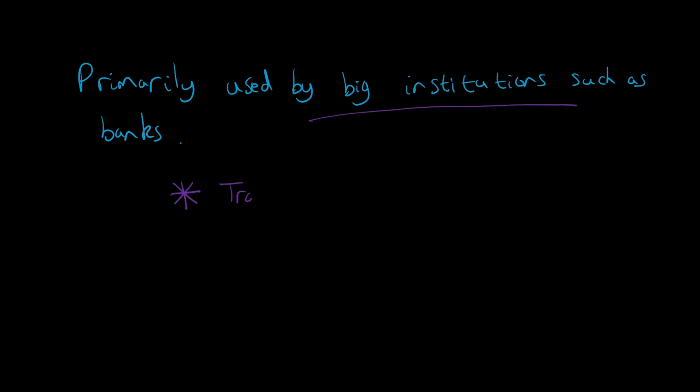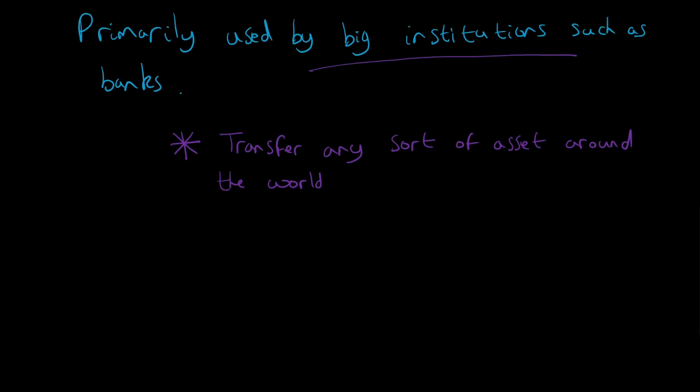What they're actually using it, not just banks, but big institutions in general, is to transfer any sort of asset around the world, be that gold, be that conventional fiat currency. It doesn't matter what it is. They are using Ripple as sort of an intermediary for the transfer of assets.